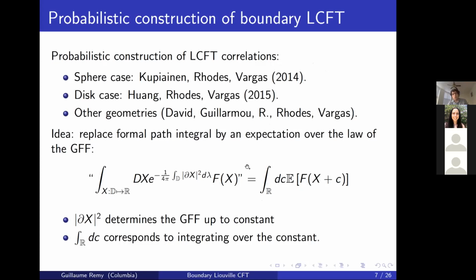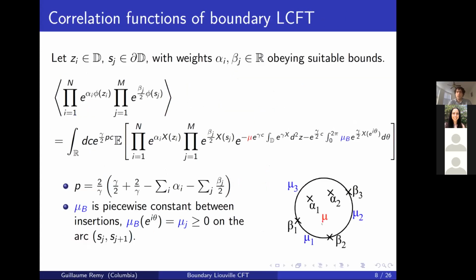So with this integral over C over R, this is how we interpret the formal path integral. Okay, so now we apply this procedure. We just apply it to the case of interest to us, which is this correlation function of the Liouville CFT in the disk case.